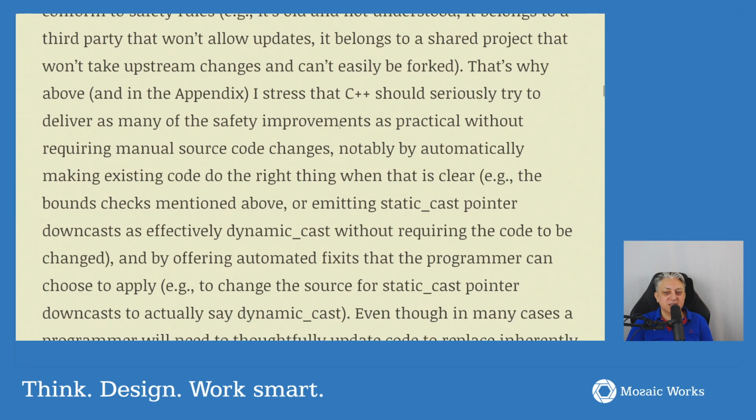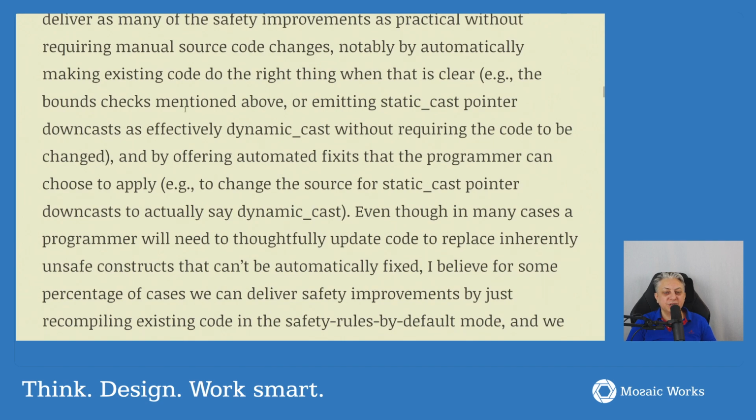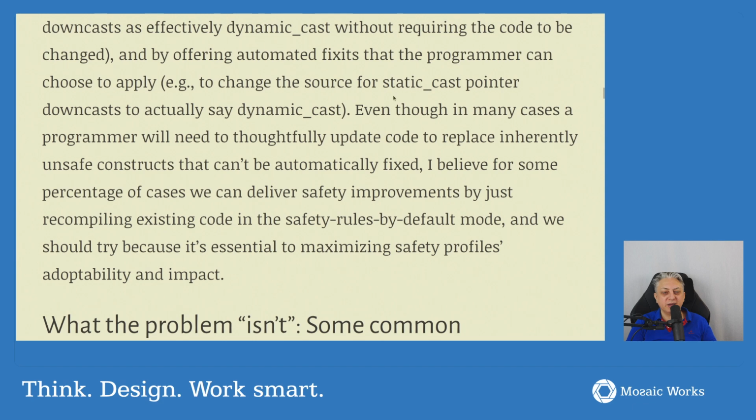That's why I stress that C++ should seriously try to deliver as many of the safety improvements as practical without requiring manual source code changes, notably by automatically making existing code do the right thing when that is clear. For example, the bounds check mentioned above, or emitting static_cast pointer downcast as effectively dynamic_cast without requiring the code to be changed. And by offering automated fixes that the programmer can choose to apply, for example, to change the source for static_cast pointer downcast to actually say dynamic_cast.